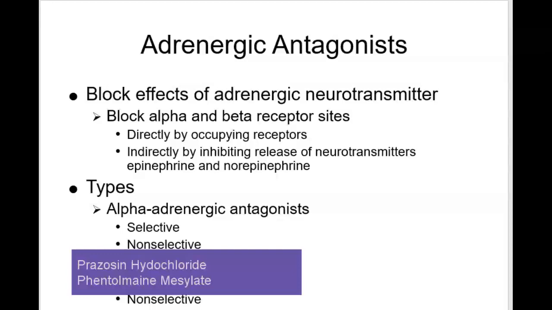The two alpha-1 blockers, selective blockers that you need to know are prazosin hydrochloride, and that ZOSIN ending gives you a hint that you're dealing with an alpha-1 adrenergic antagonist. And then also phentolamine mesylate. And this isn't the first time we've said this drug name. If you remember, we talked about it as an antidote for extravasation of epinephrine, dopamine, or dobutamine. So it's an antidote if there's infiltration of those irritating type medications.